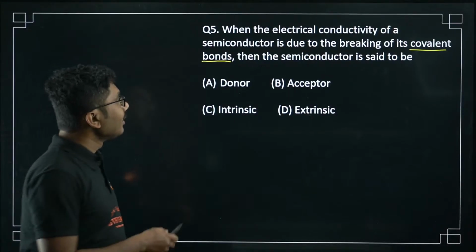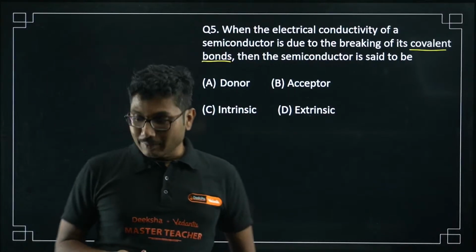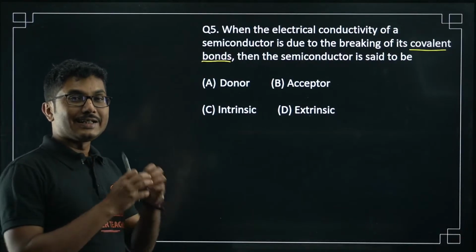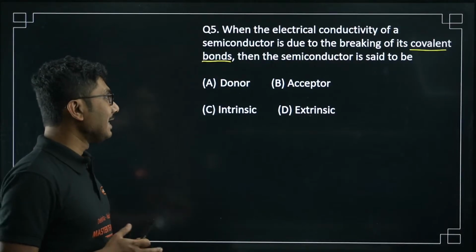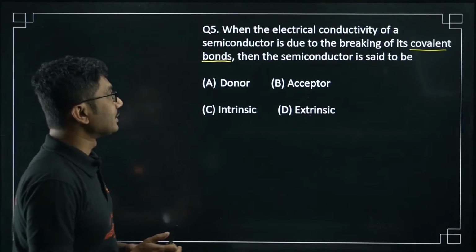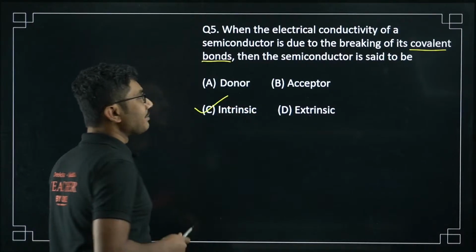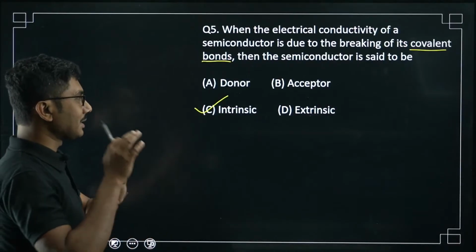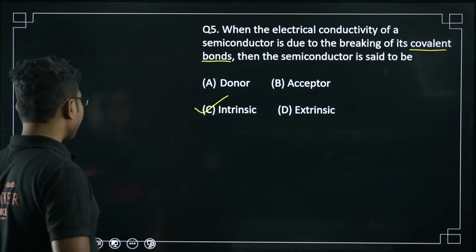No one? So breaking of covalent bonds basically means it is an intrinsic semiconductor. Intrinsic semiconductor releasing the extra electron, and that electron is contributing towards the conductivity. So it is an intrinsic semiconductor. Okay, be careful. It is neither donor nor acceptor, and definitely not extrinsic.